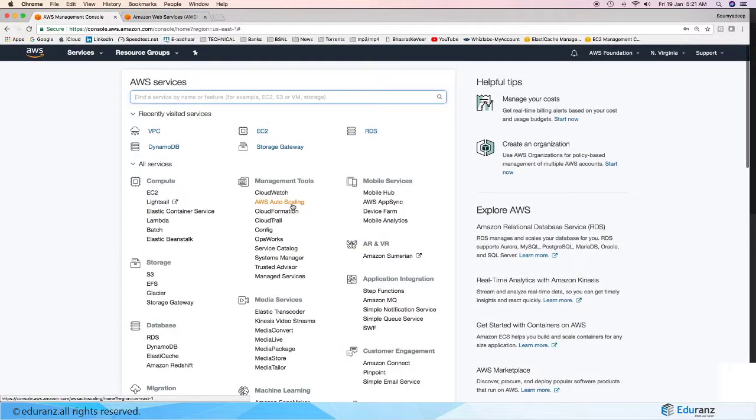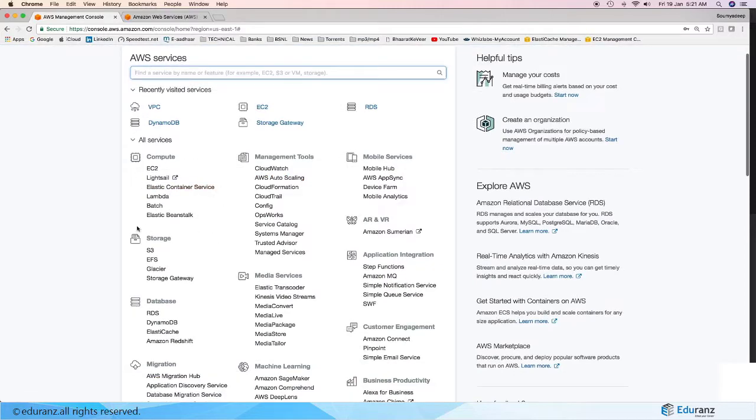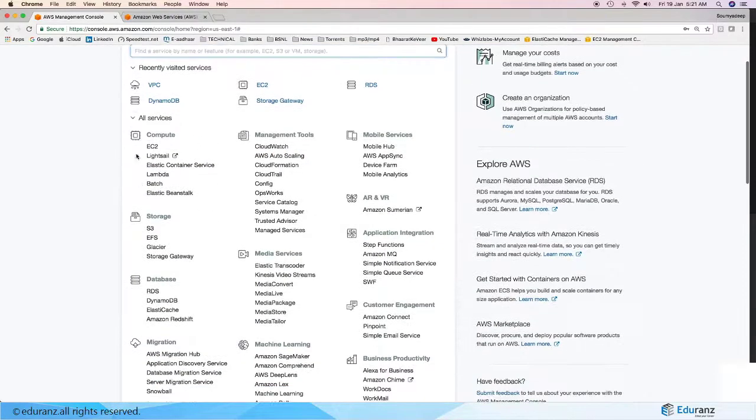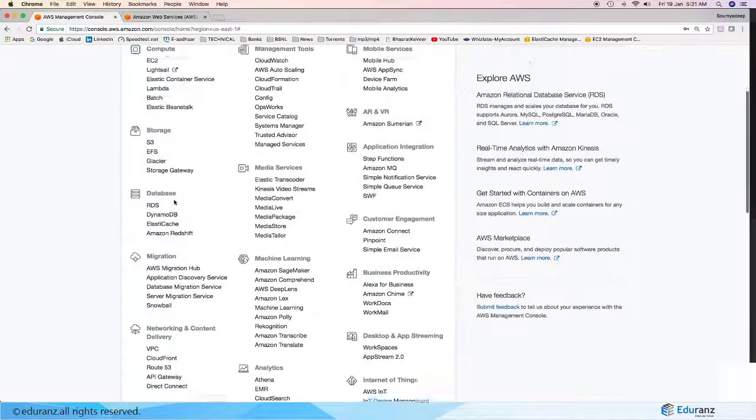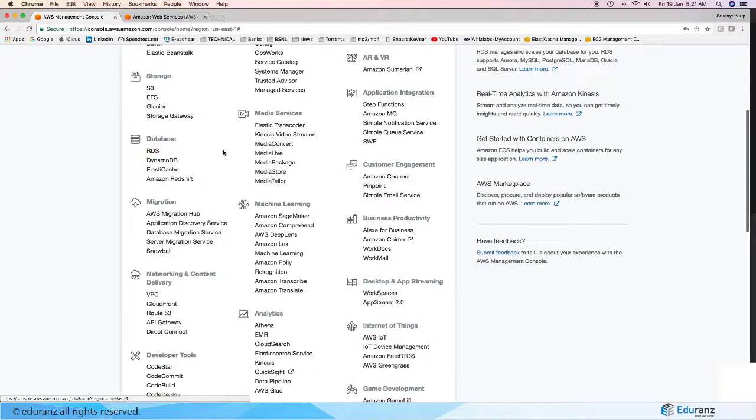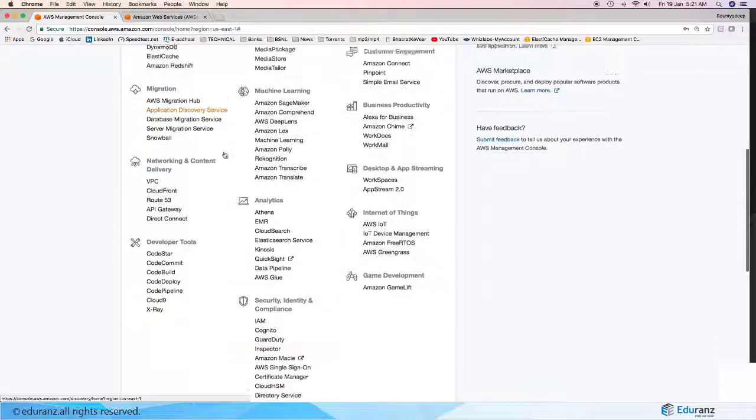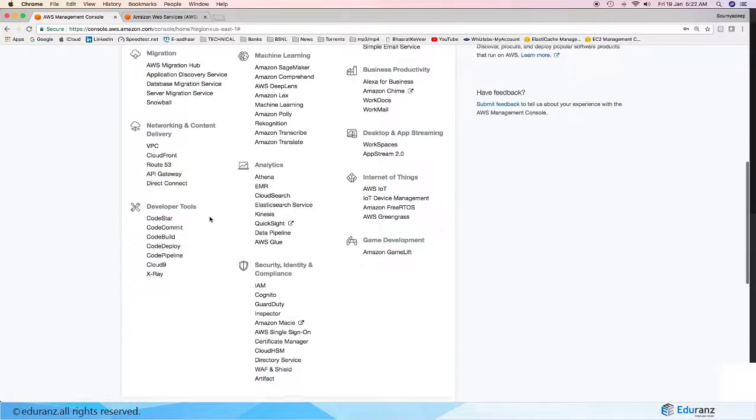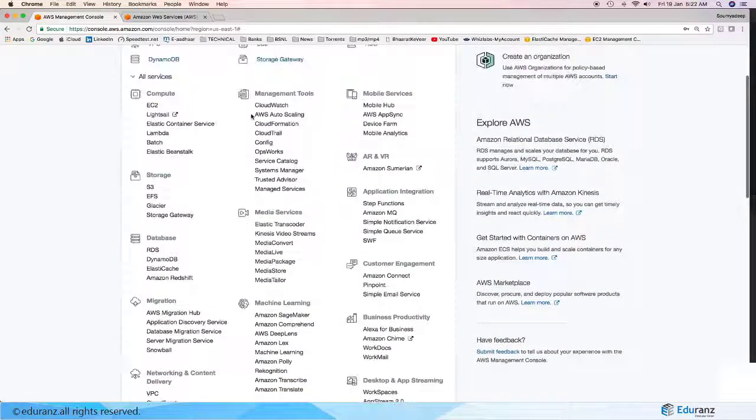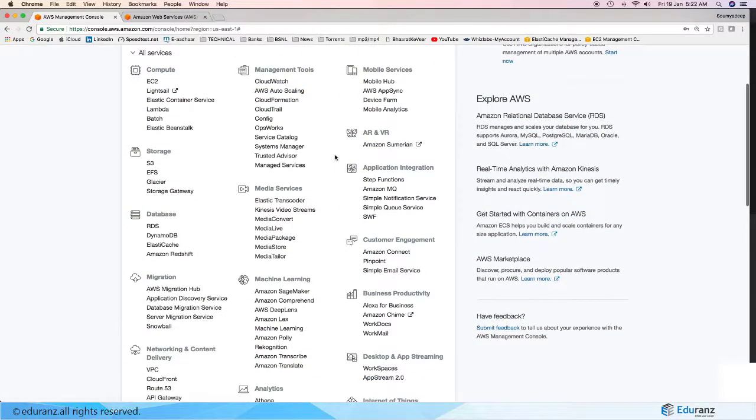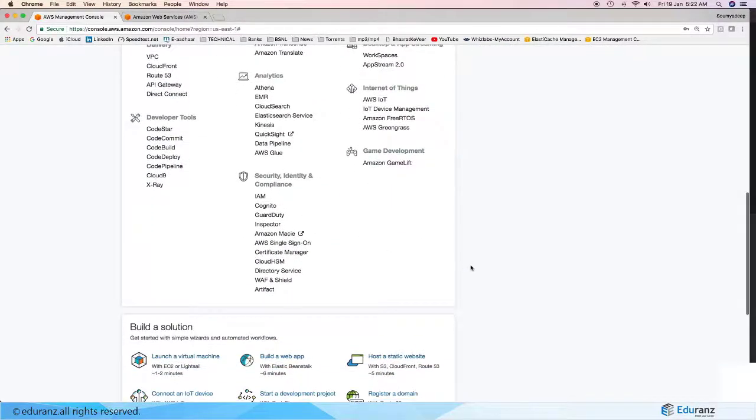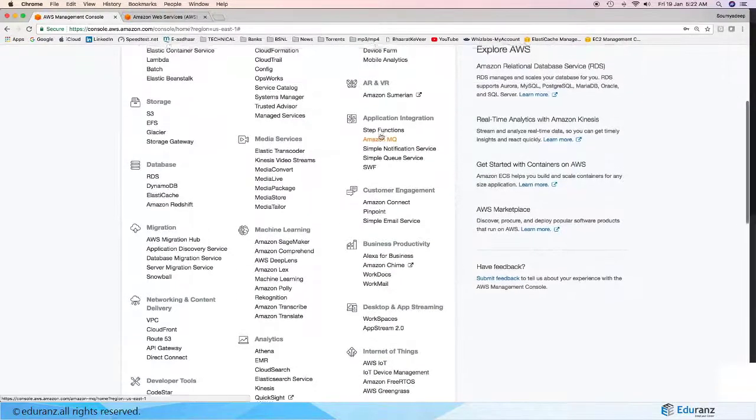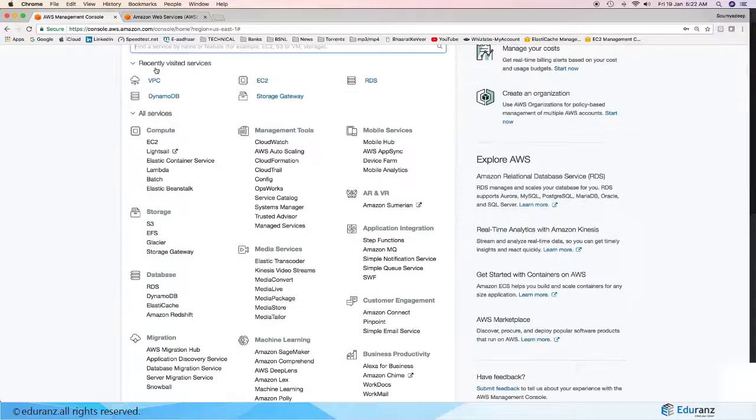So this is the console. If you see, there are multiple services here. Under compute, you have EC2, we have Lambda, in the storage, you have S3, EFS. In database, you have RDS, DynamoDB, ElastiCache, etc., etc. We have network and content delivery. Then you have management tools like CloudWatch, Trusted Advisor. Then we have security, identity and compliance, application integration, etc.